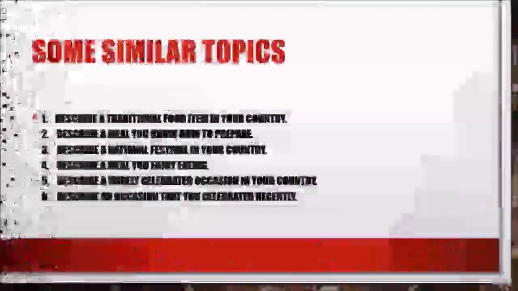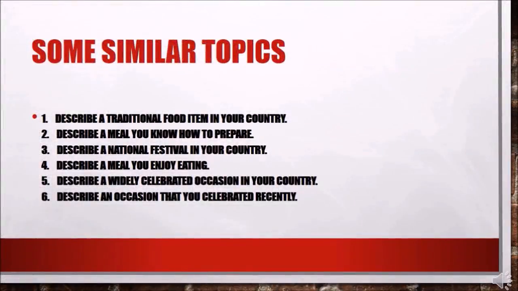Friends, I have some similar topics. If you can answer this cue card, you would also be able to answer the following cue cards. 1. Describe a traditional food item in your country. 2. Describe a meal you know how to prepare. 3. Describe a national festival in your country. 4. Describe a meal you enjoy eating. 5. Describe a widely celebrated occasion in your country. 6. Describe an occasion that you celebrated recently.